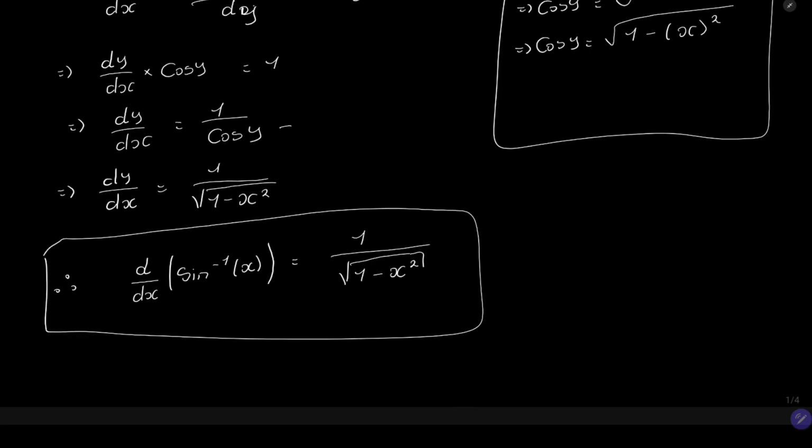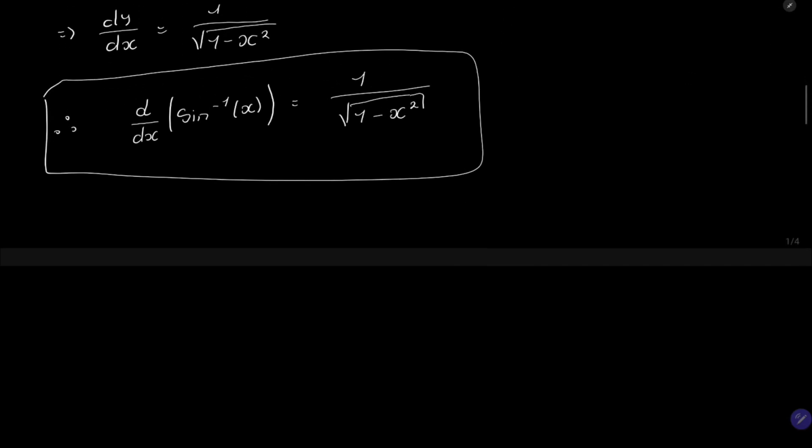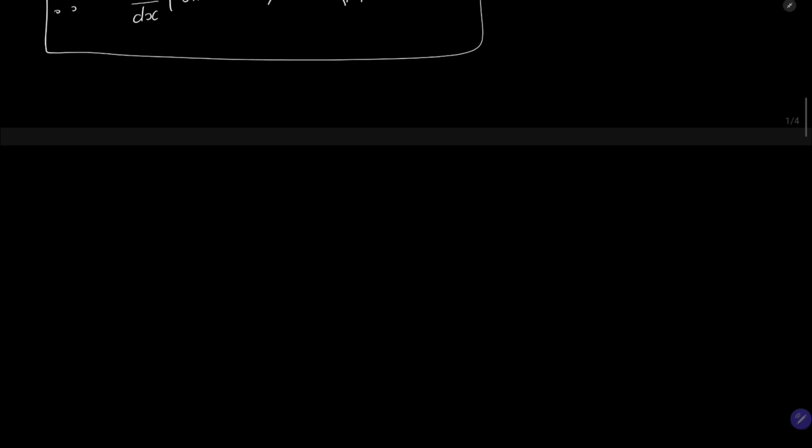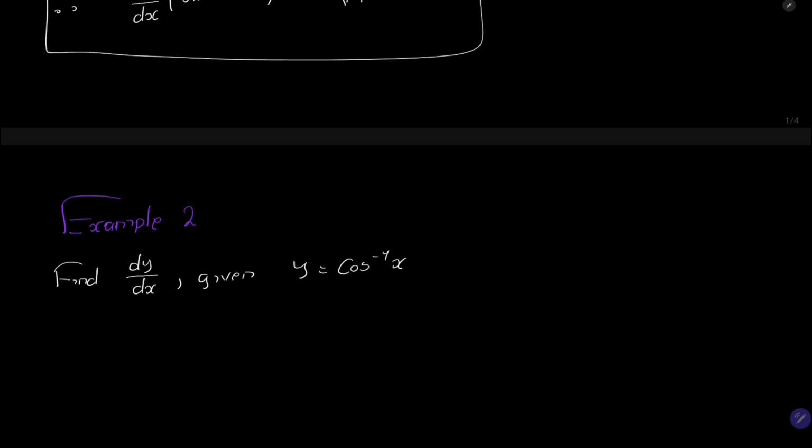So let's move on to the second example, on the inverse of the cos function. We'll call this still example 2. Example 2. What does this example state? Find dy on the dx given y equal to cos inverse of x.